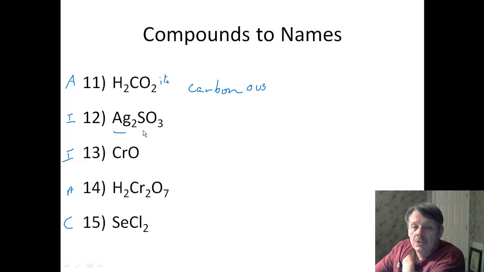How about this one? This is silver, and that's sulfite. So that's all I need to know. It is silver sulfite. It's ionic.